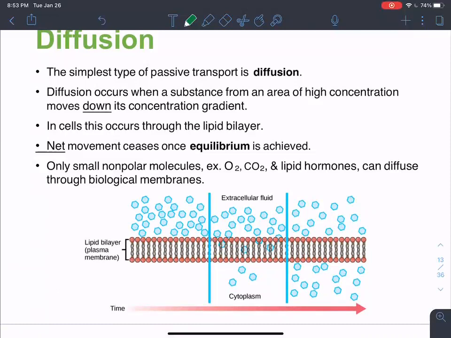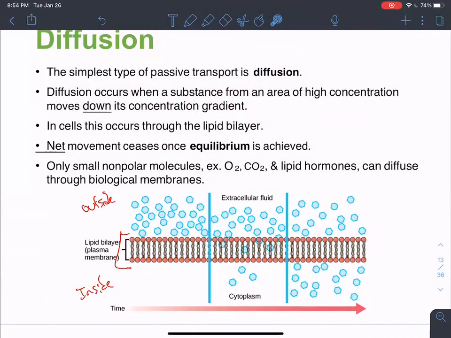So think of it like this. You've got this bilayer right here. We'll call this the outside of the cell. We'll call this the inside of the cell. And we've got all these molecules up here outside the cell, and they're going to start to diffuse through into the cytoplasm, and over time you get an equal distribution, and that's where diffusion will stop.